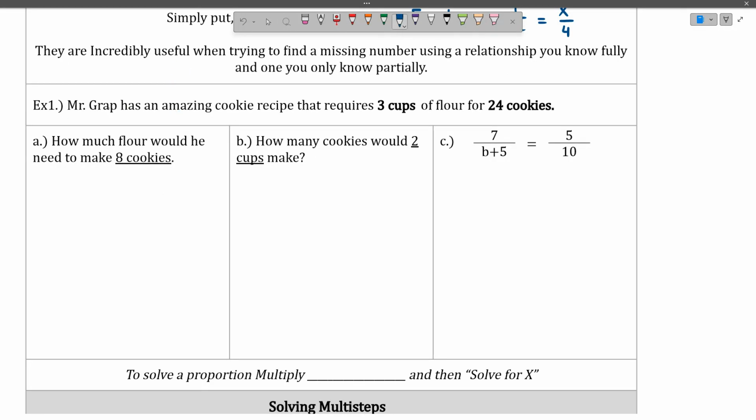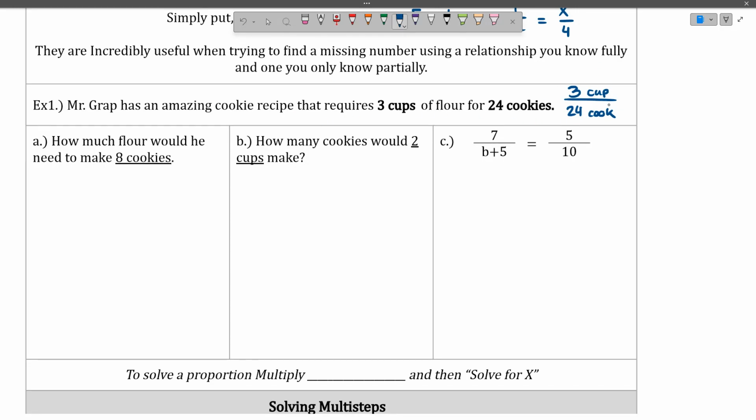Let's just read example 1. Mr. Grapp has an amazing cookie recipe. I do. It's a great recipe. It makes amazing cookies. But it requires 3 cups of flour for 24 cookies. Now, this is a ratio, but the cool thing about ratios is we can turn them into fractions. 3 cups of flour for 24 cookies, we can just call that 3 cups for 24 cookies. There's my fraction, 3 over 24. And I can use this fraction to find out parts of other fractions that I might want to make, assuming we use the same building blocks.